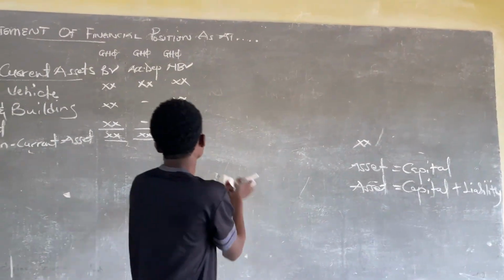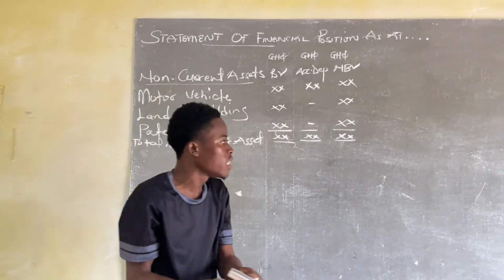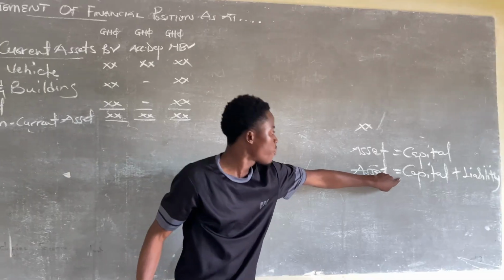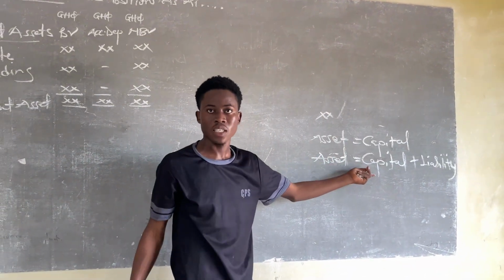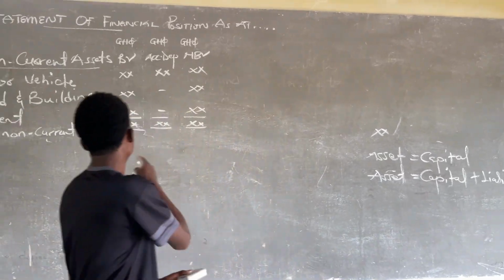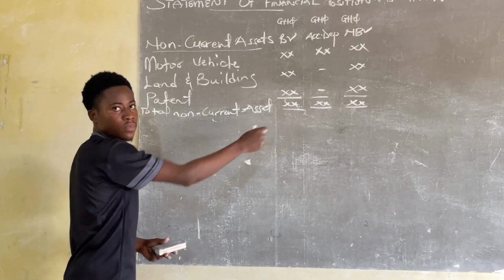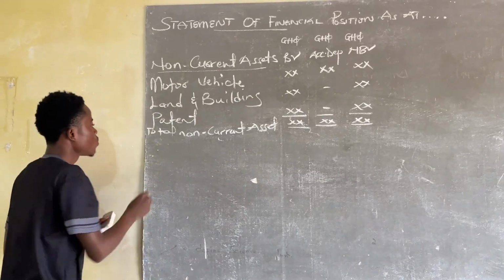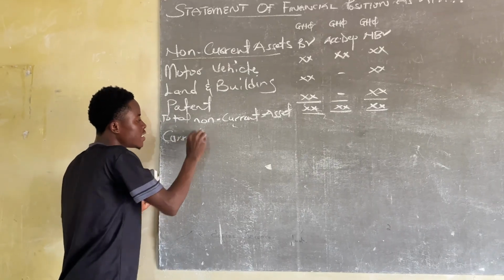So we are preparing this whole statement of financial position on the basis of this equation, which is the accounting equation. So viewers, from here, after we get our total non-current asset, we move on to the current asset of the organization.